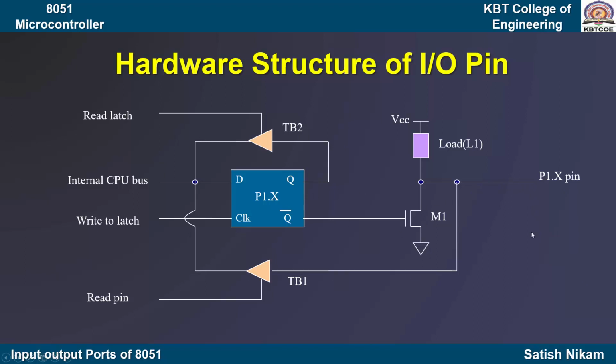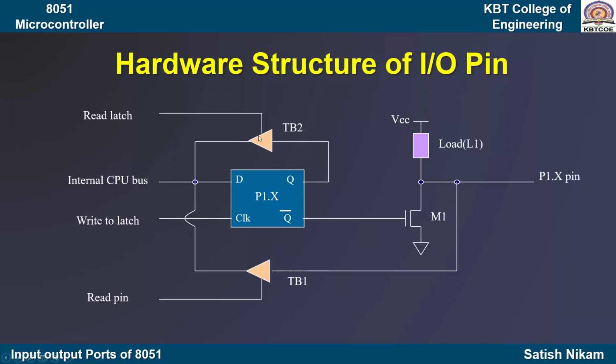Let us discuss the hardware in detail. The first component, which is very important, is the D flip-flop, or we can also call it a latch, which stores the value of the pin. Whatever data we get is stored in this flip-flop by the write to latch signal. When this signal becomes 1, the data which is available gets stored in the latch.